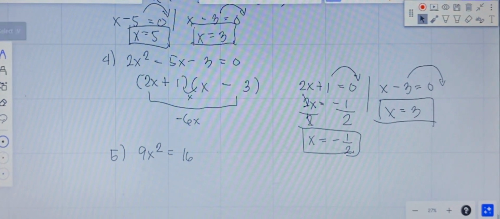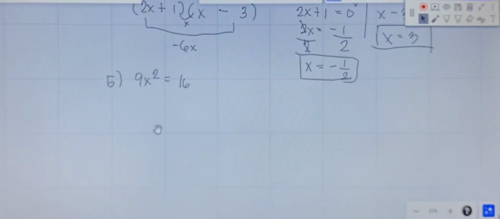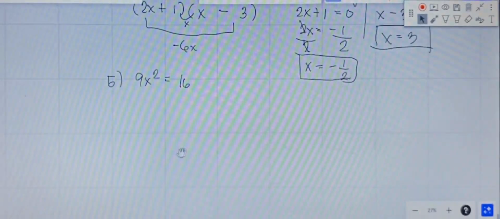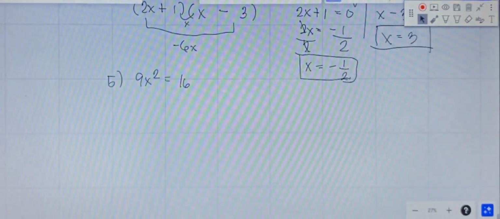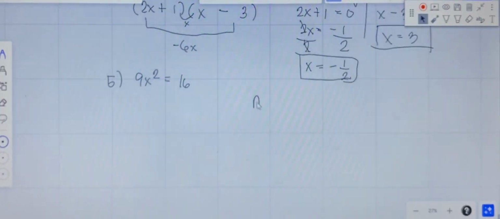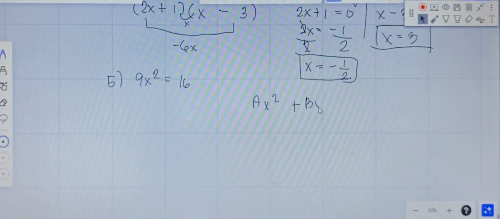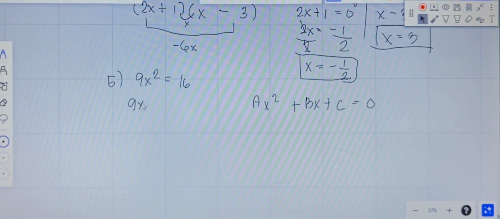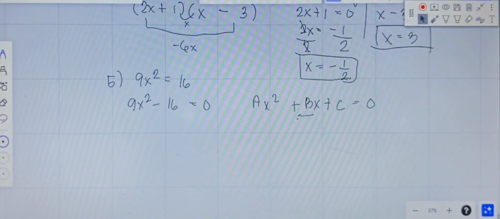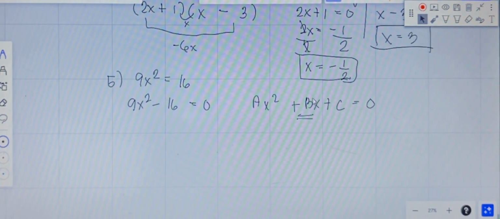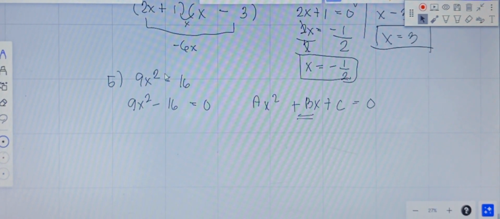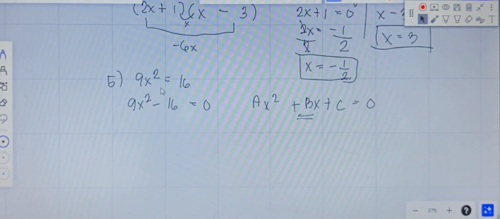Okay, for the last example, let's have 9x squared is equal to 16. So, in the form of ax squared plus bx plus c equals 0, we have to transpose 16 to the other side. So, basically, it's 9x squared minus 16 is equal to 0. As you can see, the bx in the middle is missing. So, let's look for the factors of 9x squared and 16.